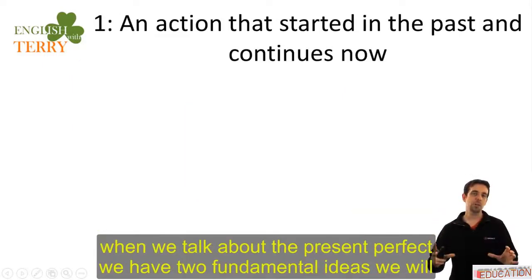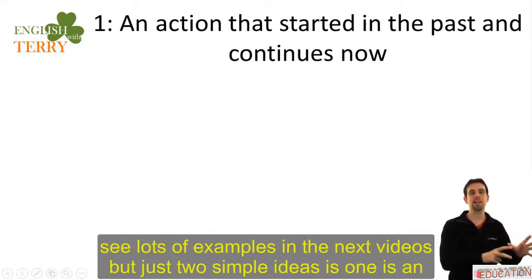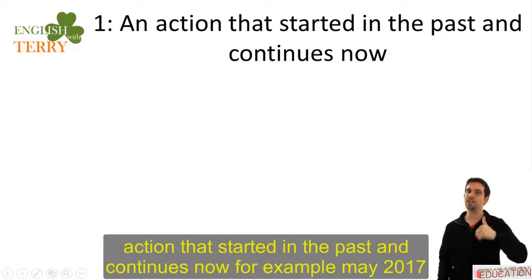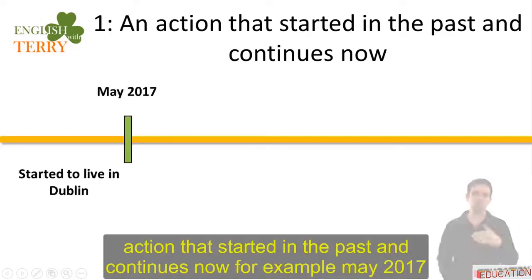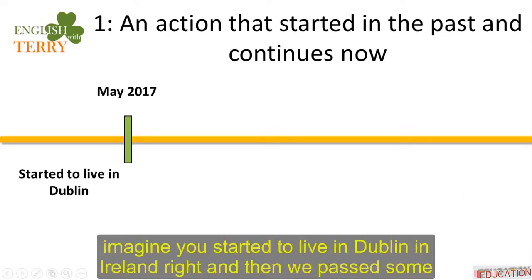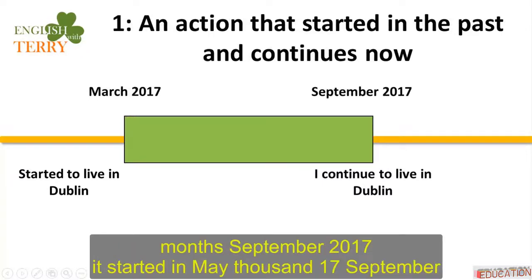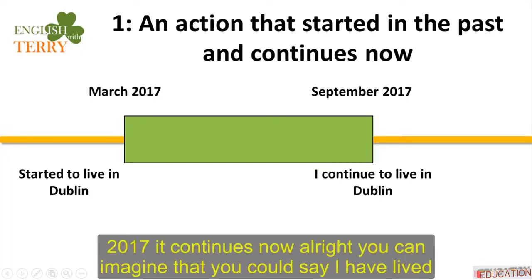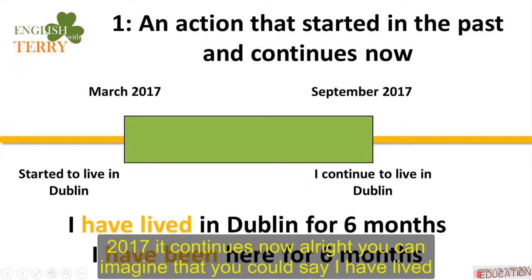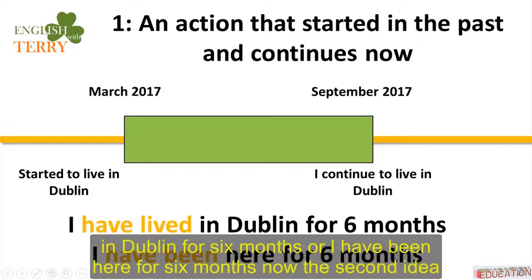Right? Now, when we talk about the present perfect, we have 2 fundamental ideas. We will see lots of examples in the next videos, but just 2 simple ideas. One is an action that started in the past and continues now. For example, May 2017. Imagine you started to live in Dublin, in Ireland, right? And then we passed some months, September 2017. It started in May 2017, September 2017, it continues now, all right? If you can imagine that. You can say, I have lived in Dublin for 6 months, or I have been here for 6 months.